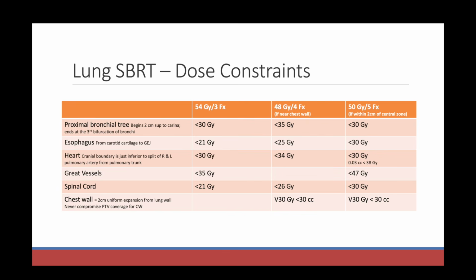So chest wall V30 less than 30 cc's is a very commonly cited constraint, but I wouldn't hang your hat on it. I would basically tolerate some exceptions to that if necessary, if you're dealing with something that overlaps with the chest wall. Other doses for 50 gray and 5 fractions, remember max dose of 30 gray to pretty much everything. So spinal cord, heart, esophagus, proximal bronchial tree.